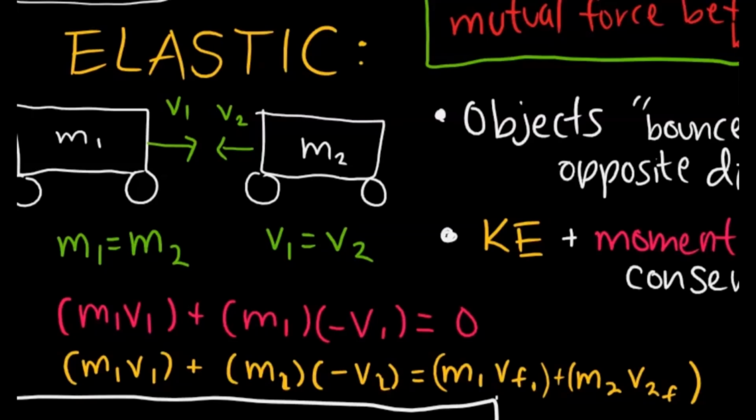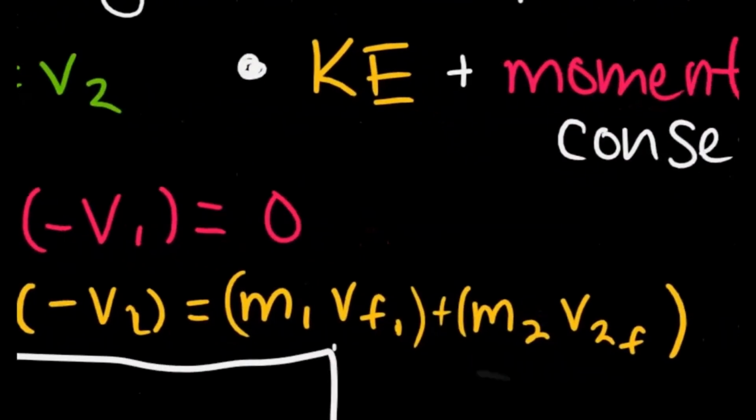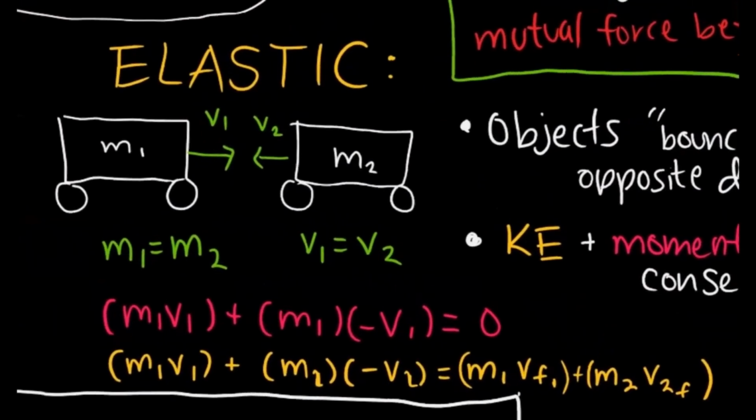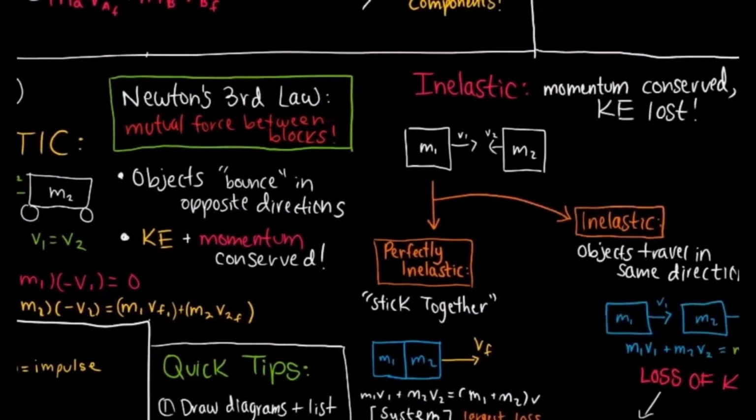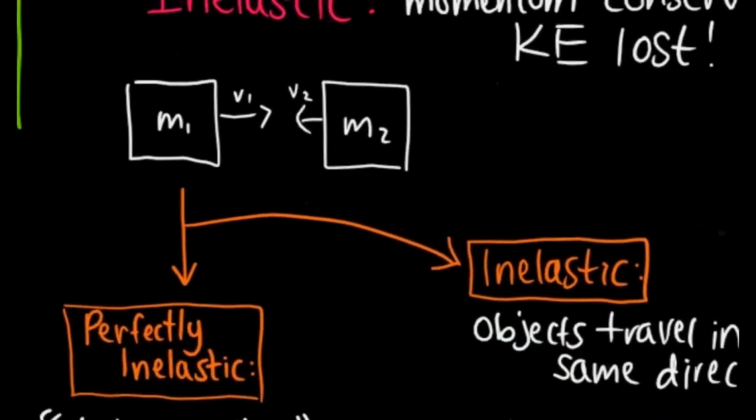We can see that we're just breaking it up. m1 times v1 represents the initial momentum of cart 1, and then everything final, as you can see here, mass 1, vf1, etc. Now the second type of collision we have is inelastic. In inelastic collisions, momentum is still conserved, but now the kinetic energy is lost.